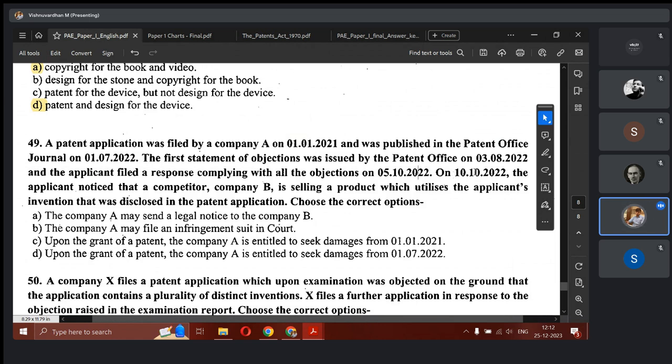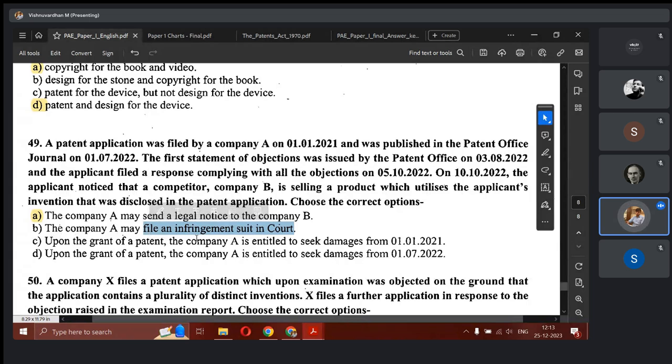Then 10th October 2022, the applicant noticed that a competitor, company B, is selling a product which utilizes the applicant's invention that was disclosed in the patent application. Choose the correct option. So any infringer, the infringement is from the date of publication. So it was published on 1st July 2022. So from this date, if the infringement happens, you can sue them only after the grant of the patent. Okay, so the company A may send a legal notice to company B. This is spot on. First thing is true. Company A may file an infringement suit in the court. Not yet, only upon the grant.